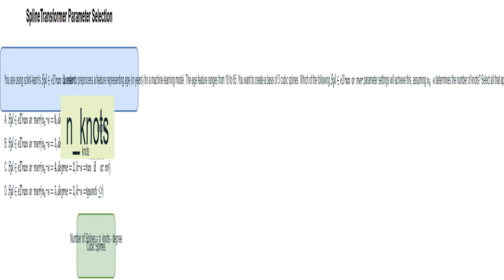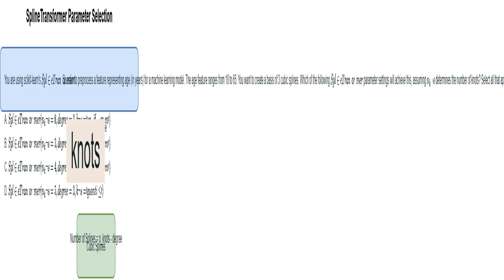This parameter in SplineTransformer determines the number of knots used to define the piecewise polynomial segments of the spline. More knots lead to a more flexible spline that can capture more complex curves. This parameter specifies the degree of the polynomials used in each segment of the spline. A cubic spline uses degree equals 3. A quadratic spline uses degree equals 2. Higher degrees lead to more complex curves.